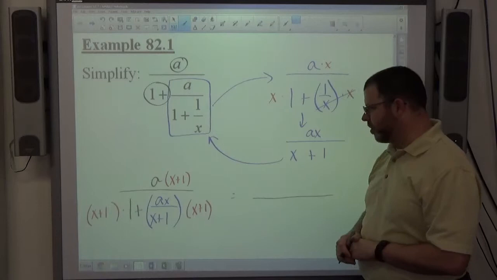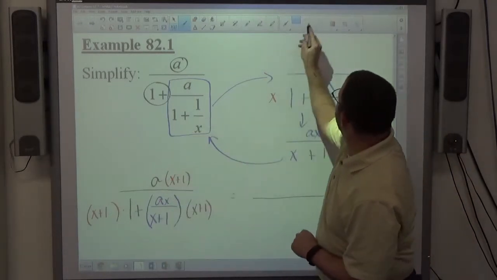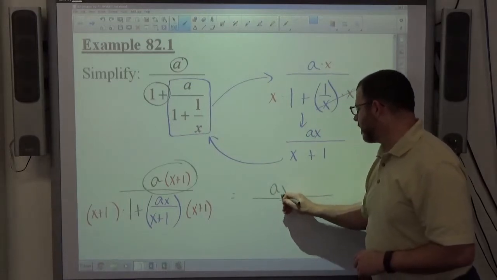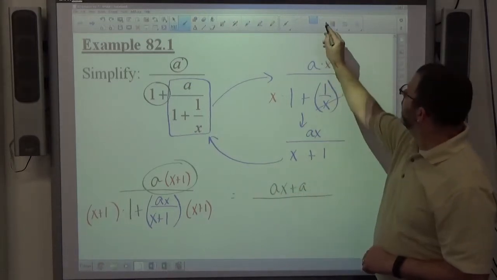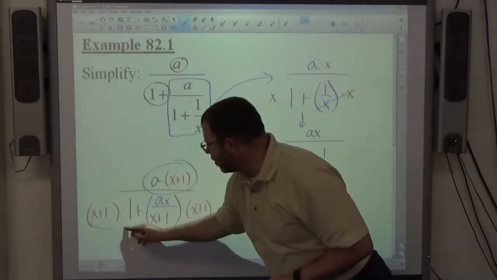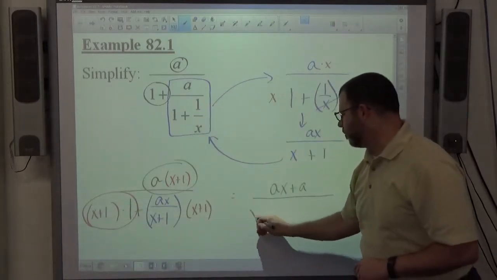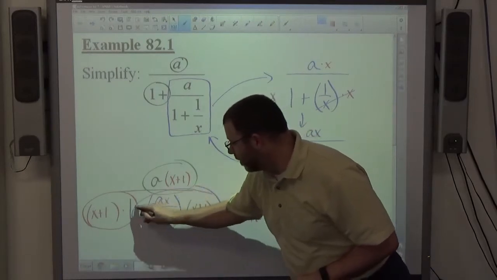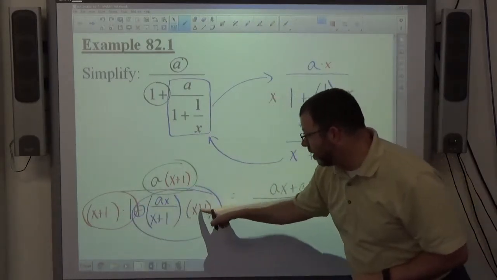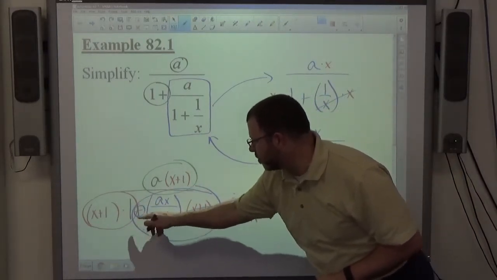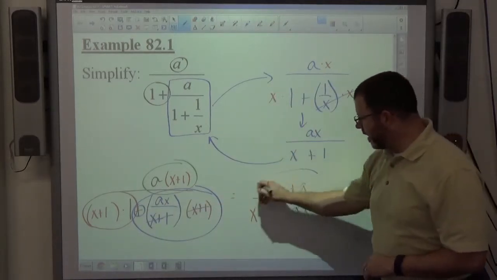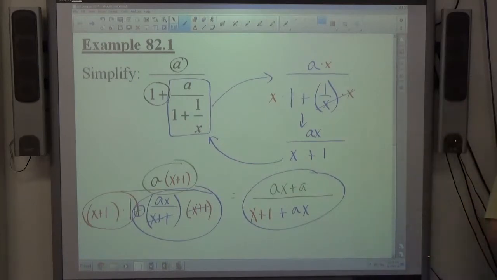I'm going to create this structure, right? On top, I've got a times x plus 1. That makes ax plus a. Right here, I've got x plus 1 times 1, which makes x plus 1. And right here, I've got a plus sign, right? And then x plus 1 times that, x plus 1 cancels x plus 1, so I get plus ax. And just like that, I've got a simple fraction, non-fractions on top, non-fractions on the bottom.